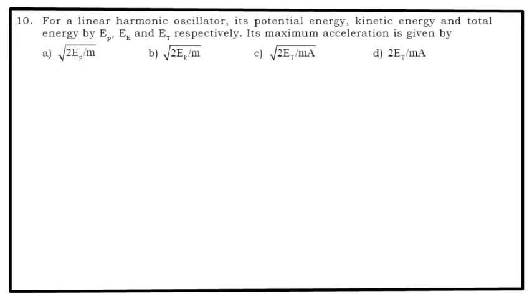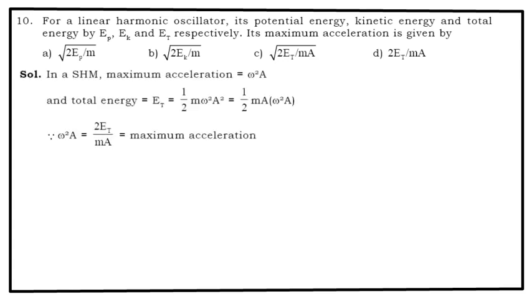For a linear harmonic oscillator, its potential energy, kinetic energy and total energy are EP, EK and ET respectively. Its maximum acceleration is given by: A, square root of 2 EP by m; B, square root of 2 EK by m; C, square root of 2 ET by ma; and D, 2 ET upon ma. In SHM, maximum acceleration is omega square into a. Total energy is equal to half m omega square a square. If I adjust these terms, I get omega square a is equal to 2 ET upon ma. That is option D.